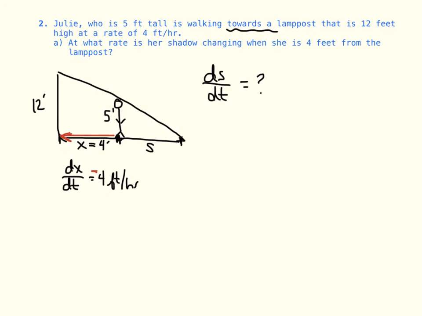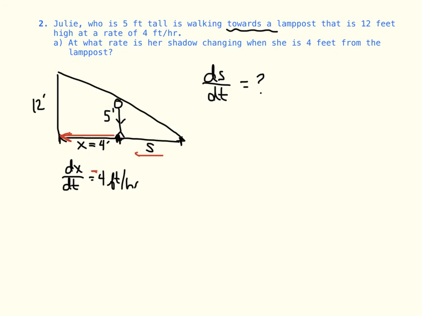If you are walking to the right, that would be a positive rate of change. If you're walking to the left, which in this case is towards the lamppost, that would be a negative rate of change. And think about why that's happening: as she is moving in this direction, her shadow is also moving in that direction, so her shadow is going to be decreasing, and therefore it should end up as a negative rate of change. So just keep that in mind as you progress through this problem.